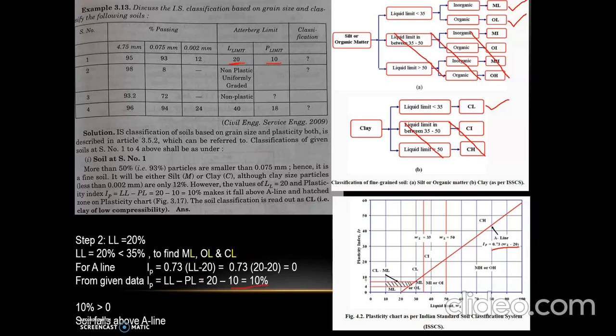That means IP for the given soil is greater than IP for the A line. So 10% is greater than 0%. So we say that the soil falls above the A line. If the soil falls above the A line, then the first letter to be used is C for clay, because soil above the A line is clay. So that means the soil can be denoted by CL. That means it is clay with low compressibility.